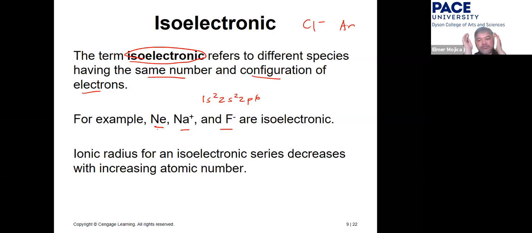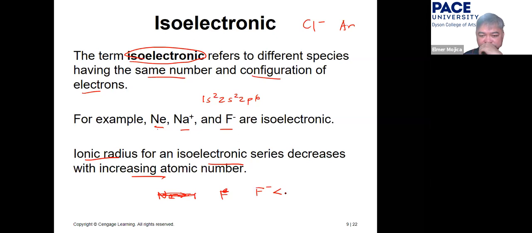Now, what information can we get if we have an isoelectronic series? The ionic radius for an isoelectronic series decreases with increasing atomic number, which means if we're going to do it in terms of the size here, it decreases with increasing atomic numbers. So the smallest, we could say, is neon.